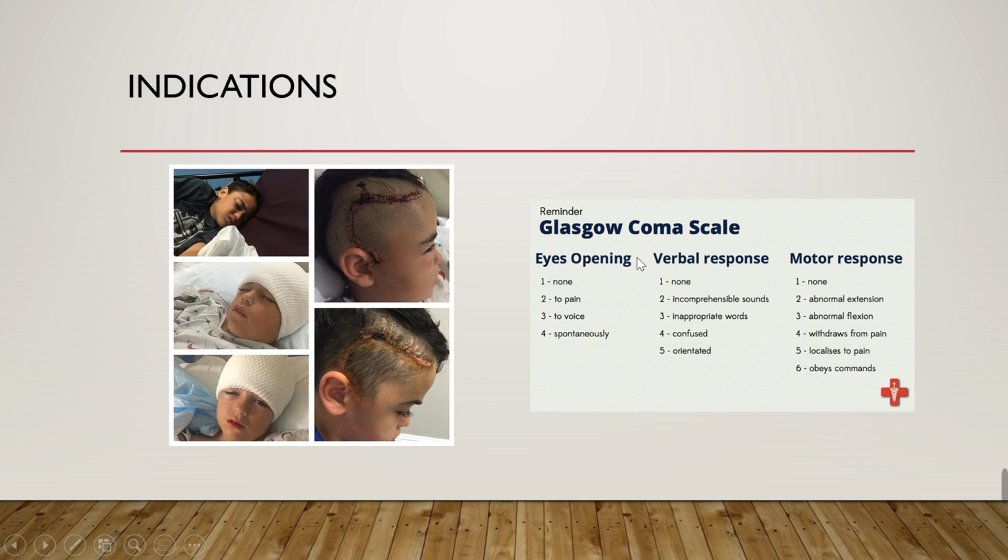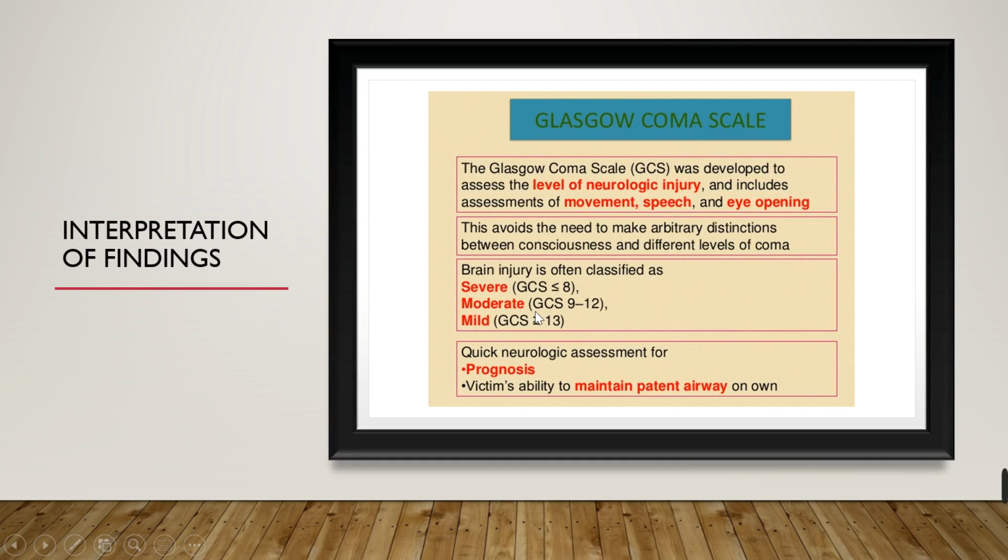We will constantly assess this little guy. Eye opening: you can kind of see his eyes are opening. We want to make sure, to pain, to voice, spontaneously. Verbal response: incomprehensible, inappropriate, confused, oriented. And then motor response: none, abnormal extension, abnormal flexion, withdraws from pain, localizes to pain, obeys command. So these are our interpretations of findings. We have mild, moderate, and severe. Remember, a 1 point decline could be the difference between mild, moderate, and severe.